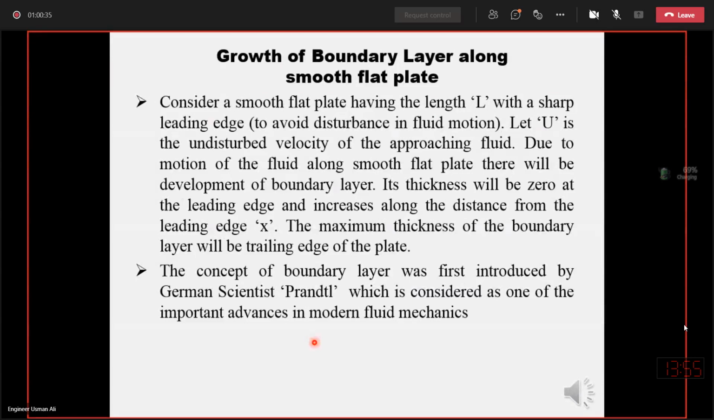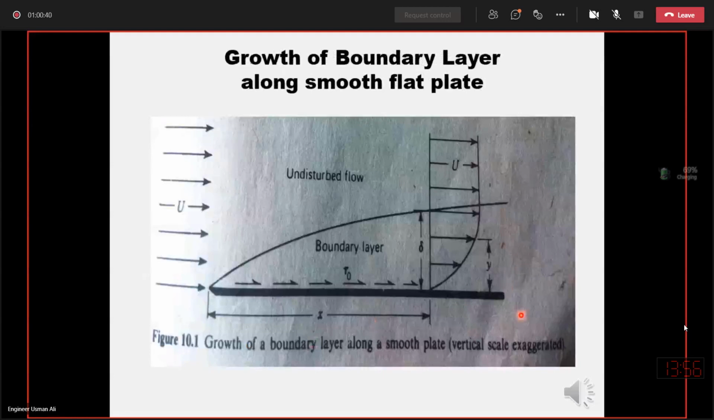The maximum thickness of the boundary layer is at the trailing edge of the plate. So this is the trailing edge of the plate, the other end, where the fluid is leaving the plate, so it will have the maximum thickness of the boundary layer.